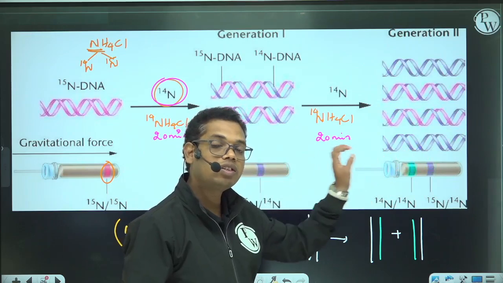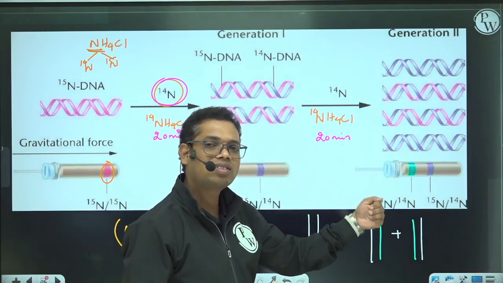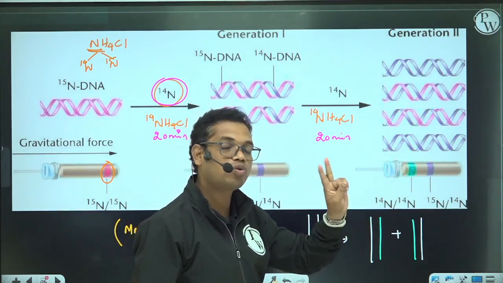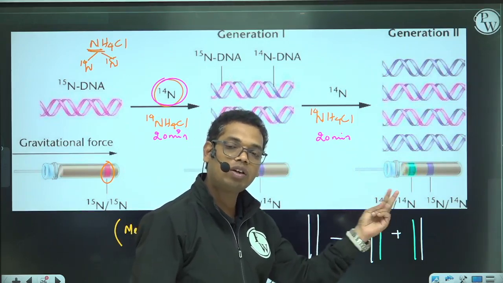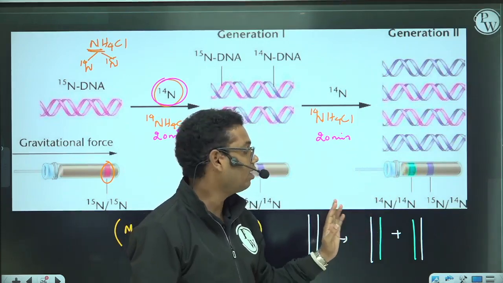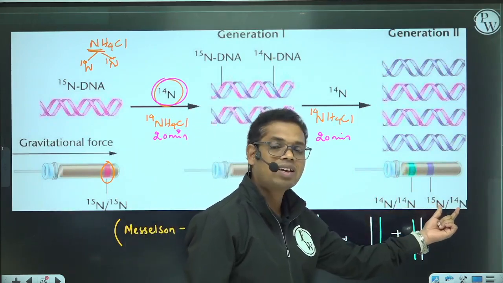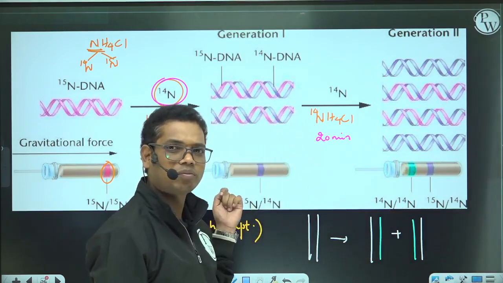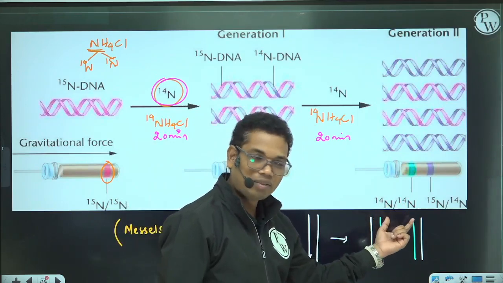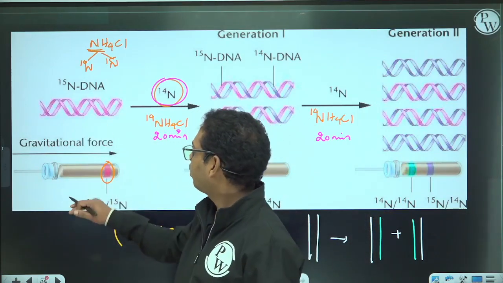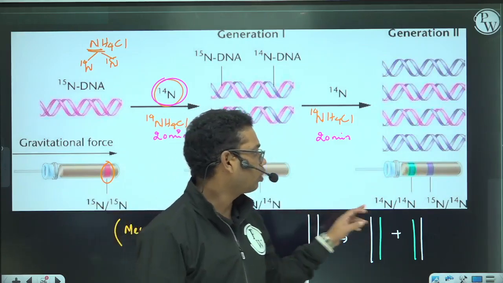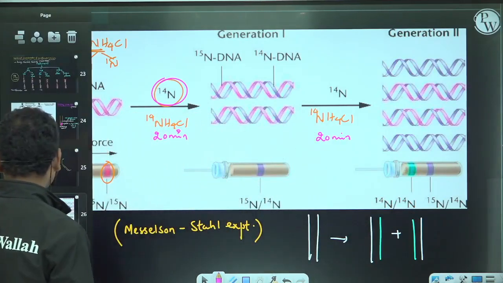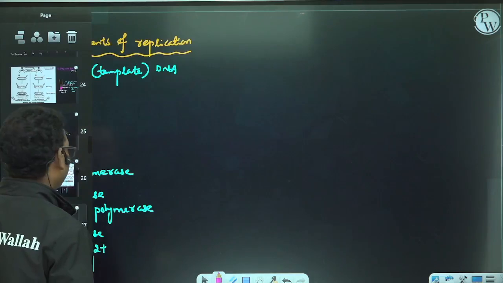So if I allow the same bacteria to grow for 60 minutes, that means 3 generations, then what will happen? Except 2, all the DNA will be N14. In this case, N15-N14 is called hybrid DNA, N14 is called light DNA, and N15 is called heavy DNA. Okay, good. Now let us talk about the requirements of DNA replication.